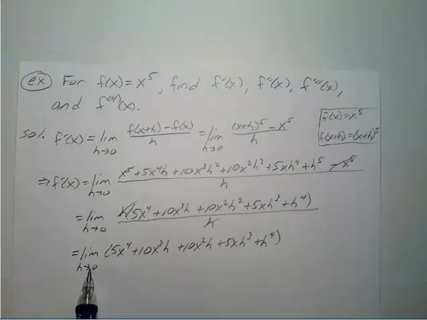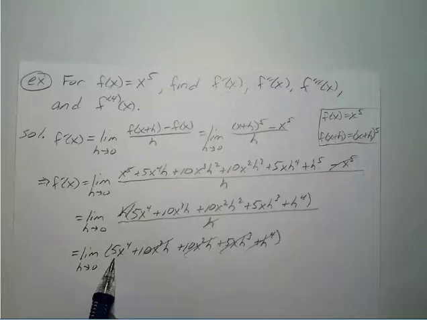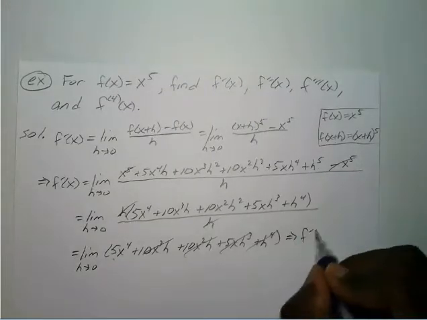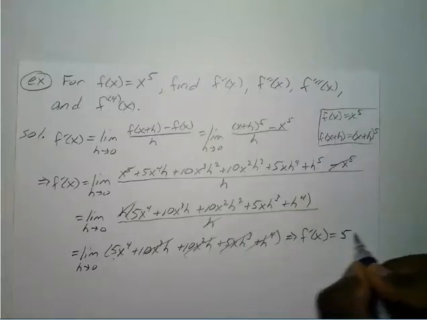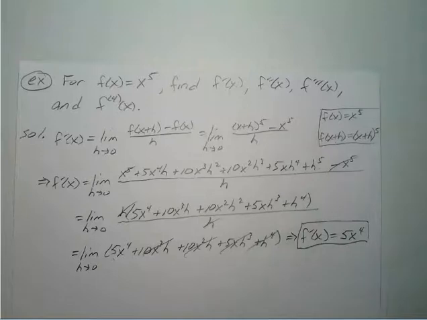So if we plug in h equals 0 using direct substitution, for here, here, here, and here, these all just disappear. There is no h to replace there. So we know that f prime of x is equal to 5x to the fourth power. Okay, that's our first one down.